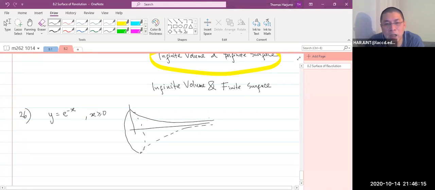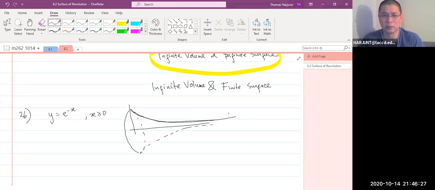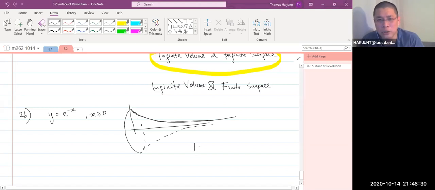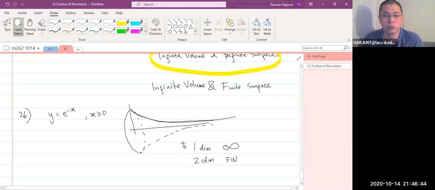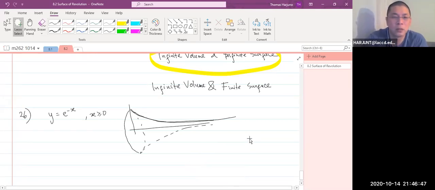Notice that the length here is infinitely long. The length is infinitely long. But strangely, the surface is finite. It's like the 1-dimensional measure is infinity, but from the 2-dimension point of view, it will be finite, which is very strange. Okay, but let's see how we do that.